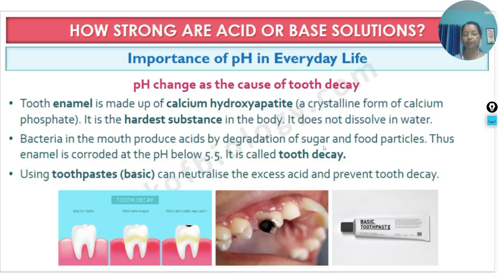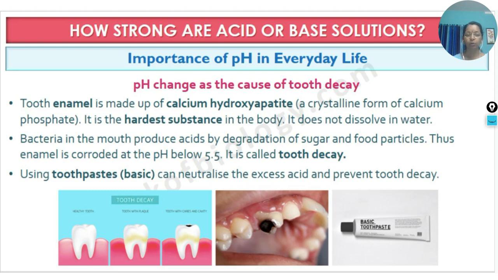The sugar and the food particles remain in our mouth, and are acted upon by the bacteria present in the mouth. And what happens? It produces acid. And if the pH of the mouth goes below 5.5, it causes tooth decay. So tooth decay is caused by the lowering of the pH in the mouth. How can it happen? It happens by not cleaning the mouth properly after food.